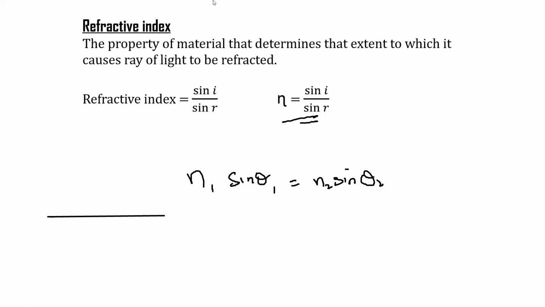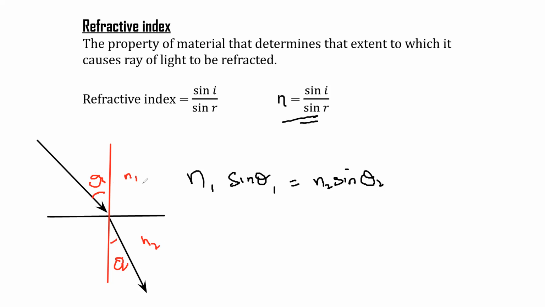N1 is the refractive index of medium 1 and N2 is the refractive index of medium 2. And theta 1 is the angle between the normal and the incident light which entered the medium. So this one is theta 1 and this one is theta 2. And this was N1 and this one is N2.